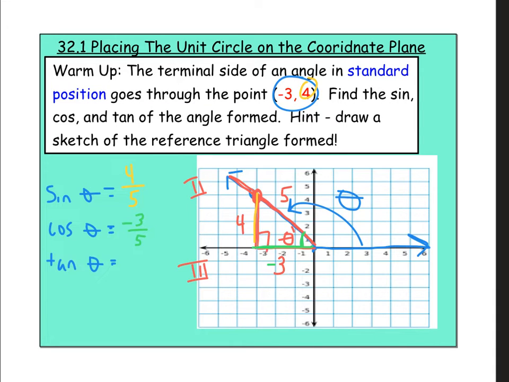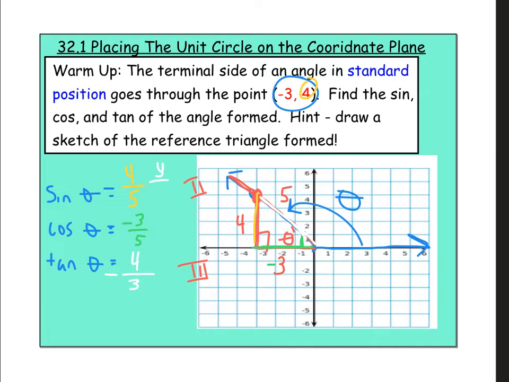Finally, the tangent of the angle will be the opposite over the adjacent. If one of them is negative, it does make the entire fraction negative, so it's -4/3. What I want you guys to start noticing is that the sine of the angle deals with the y coordinate. And we're going to call the hypotenuse, right here, the radius, because we're going to make a circle out of this in just a second.